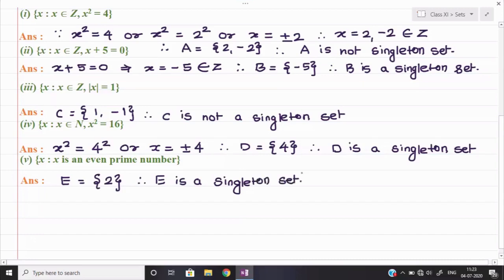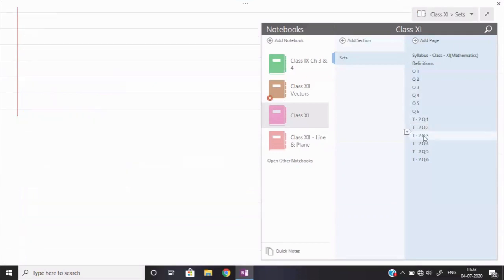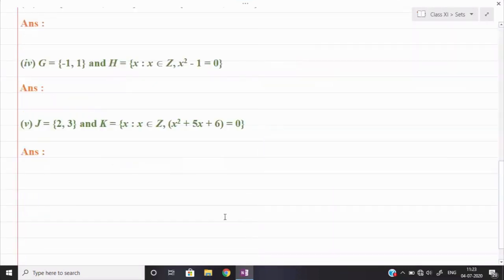Right, now let us see the next question. Okay, I hope the singleton set meaning is clear and you can easily identify it now after finding the values. Let us see the third question now.